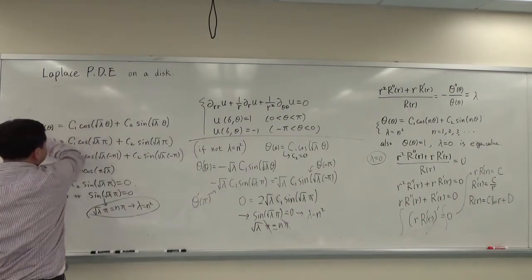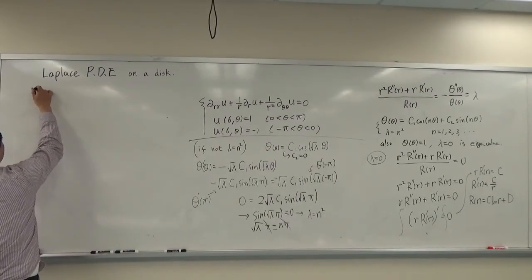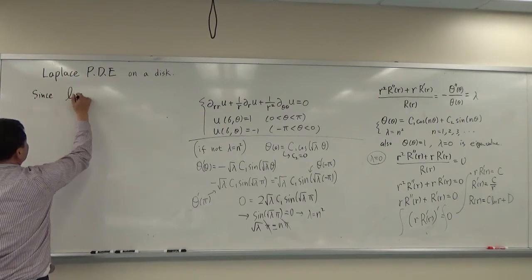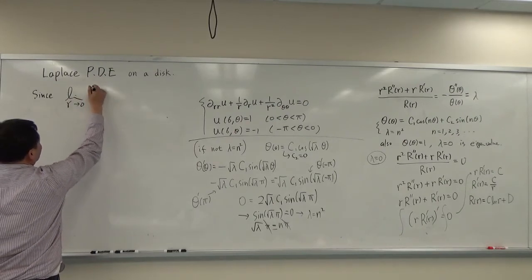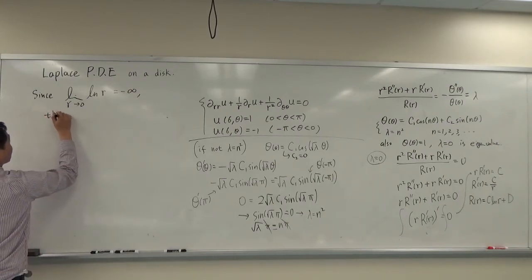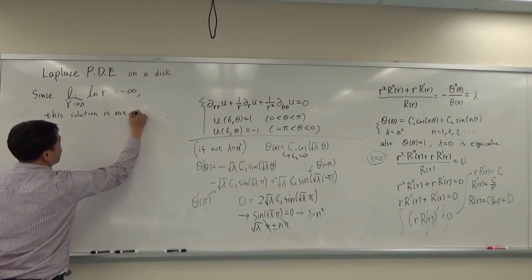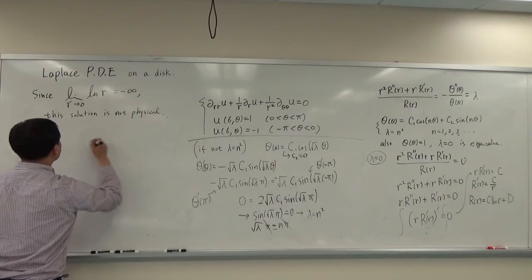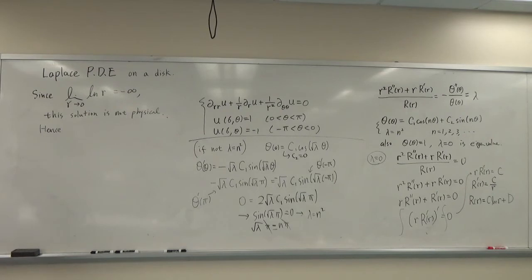So maybe I should write here. So we see that since the limit of r going to 0 of ln of r is negative infinity, this solution is not physical. Hence, and actually not just physical, it's not even mathematical. There are reasons, but we didn't go over the mean value theorem yet, so we're going to get there, okay?